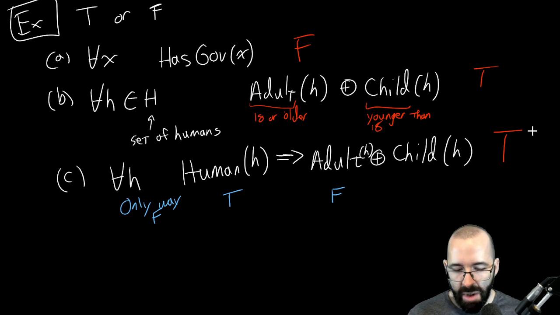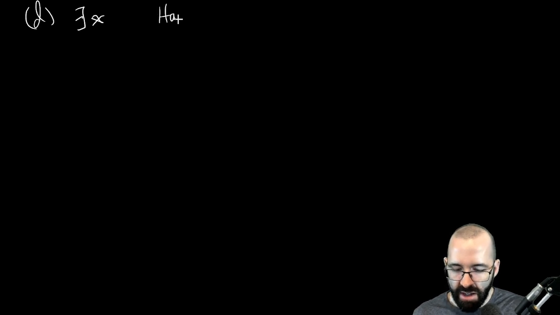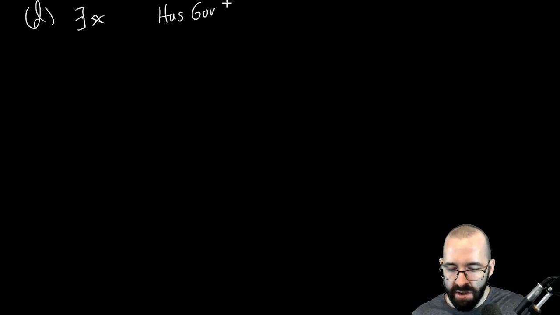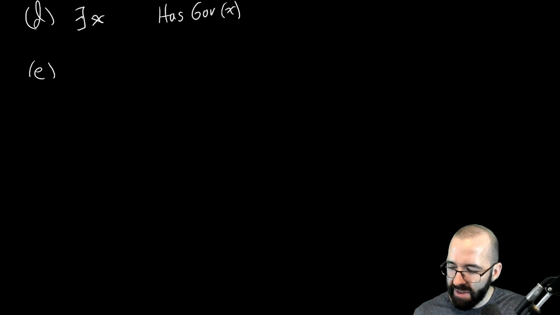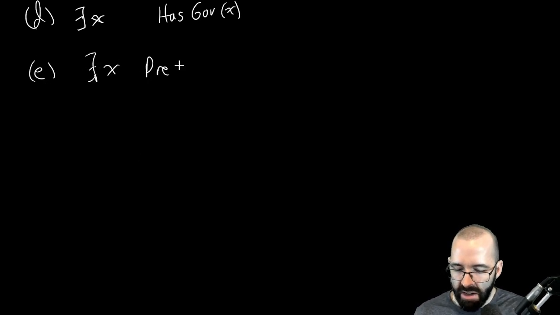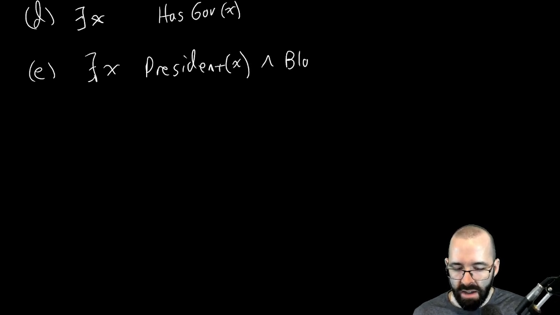All right, so there's some other things that we can do with this. I'll run through that pretty quickly because this video is going long. I knew it was going to be long because there's so much fun stuff to talk about with relations and quantifiers. It's a good time, right? So there exists an x such that HasGov of x. What do you think about that one? There exists an x such that President of x and Black of x.